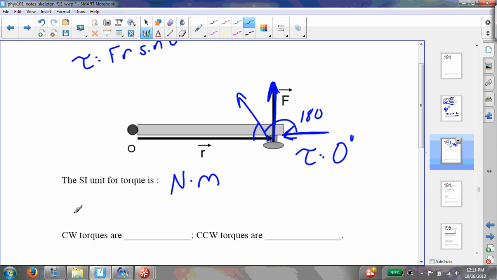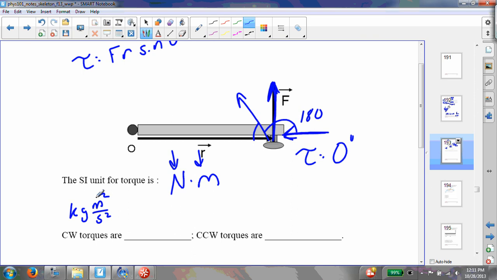If you were to express this in its basic SI units, it would be kilogram meters per second squared. That's newtons, right? Force is mass times acceleration, times meters. So I just add a second meter there. So it's kilogram meter squared per second squared.